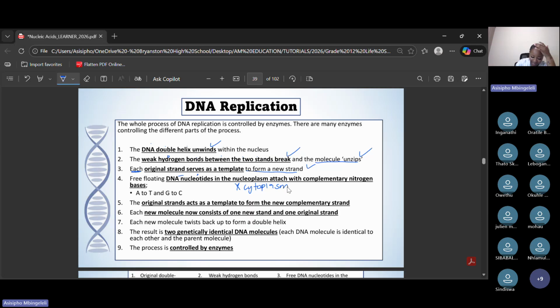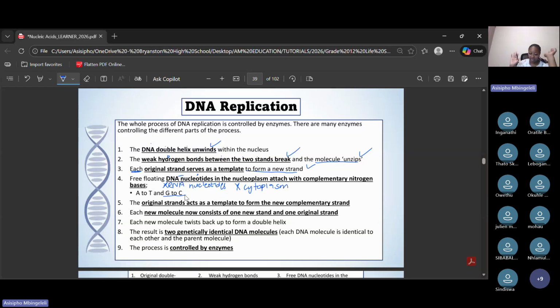And also, please make a note here, put an X and write RNA nucleotides. We are speaking about DNA nucleotides here and not RNA nucleotides. Then A will be paired with T, G will be paired with C. The original strands act as a template to form the new complementary strand.